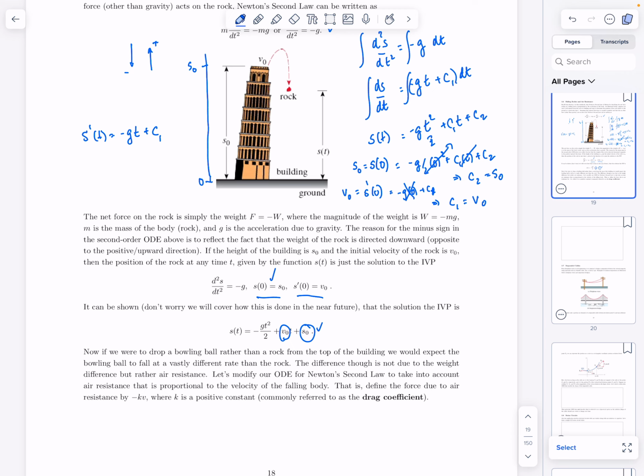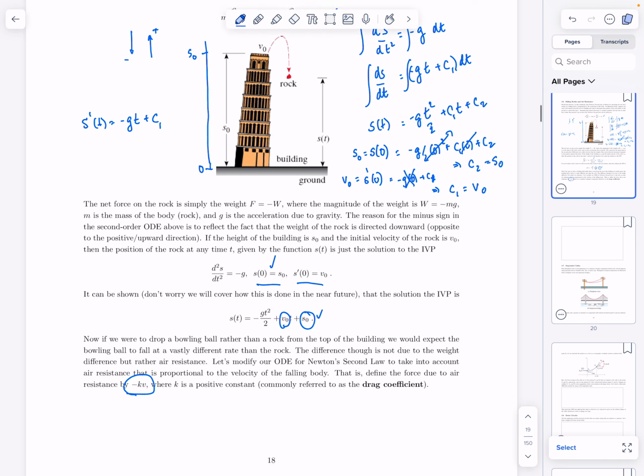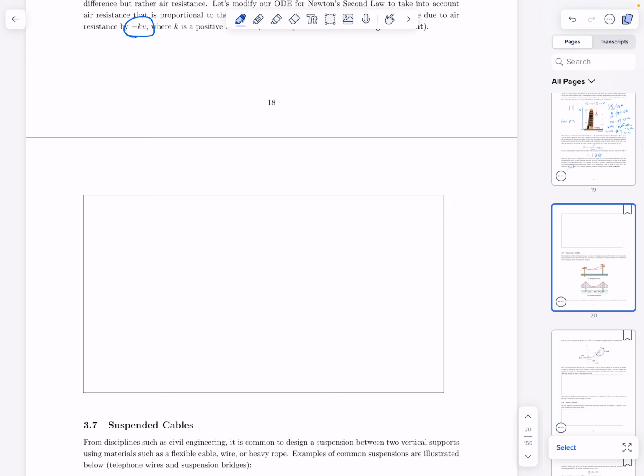And typically that's a force represented as proportional to the velocity of the falling object. And that can be done by a term like this, minus kV. That k is sometimes called the drag coefficient. So let's just go to the next page and modify our differential equation. In this case, we will modify Newton's second law to be the following. Mass times the acceleration, or we'll write it as the derivative of velocity, is mg, which we had before, minus kv.